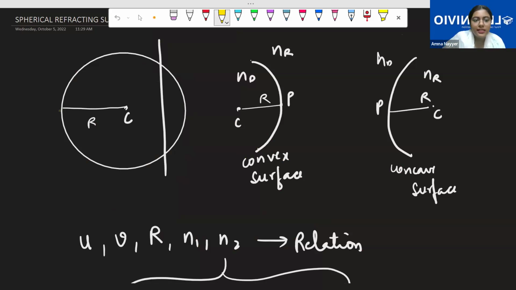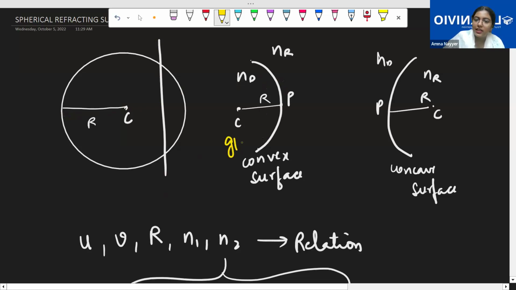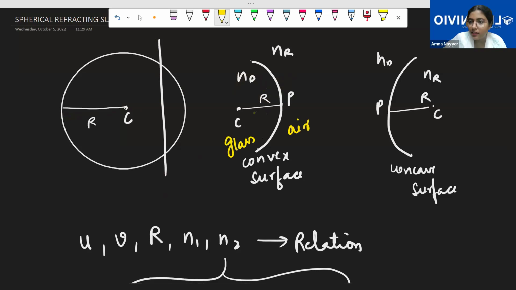So this is your sphere. The center of curvature is here, and this is the radius of curvature. You cut a portion like this. Now see, this will be the denser part because this is the part where the glass is present, and this is the part where air is there. So the glass is denser, air is of course rarer than glass. So this is known as a convex surface. Why? Because the air is available for the light rays to enter.